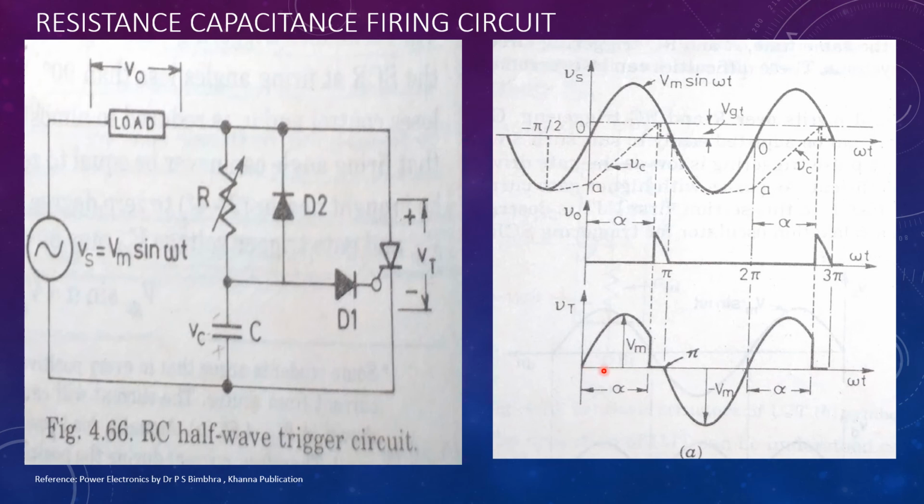Between omega t equal to 0 to omega t equal to alpha, the thyristor will act like an open switch because the capacitor voltage, that is gate voltage, is below the gate trigger voltage. Entire source voltage will appear across the thyristor up to omega t equal to alpha. At omega t equal to alpha, the thyristor turns on and acts like a closed switch. Since the thyristor acts like a closed switch, voltage across it is zero and the source voltage appears across the load, as shown over here.